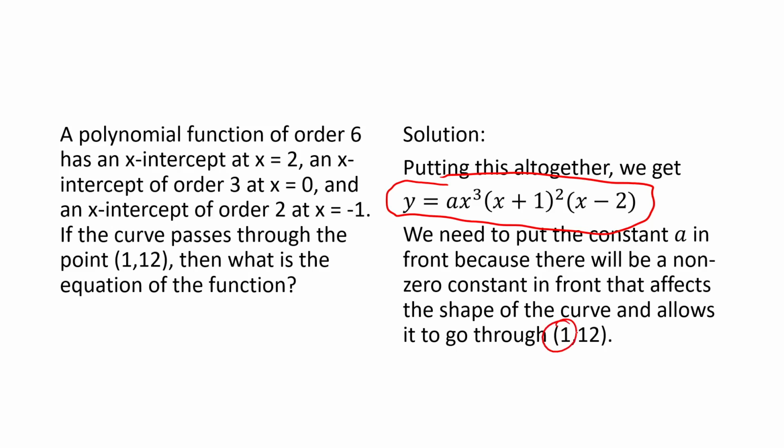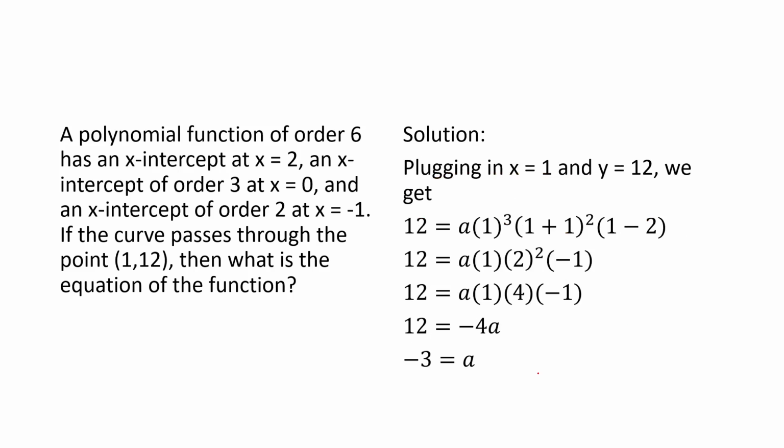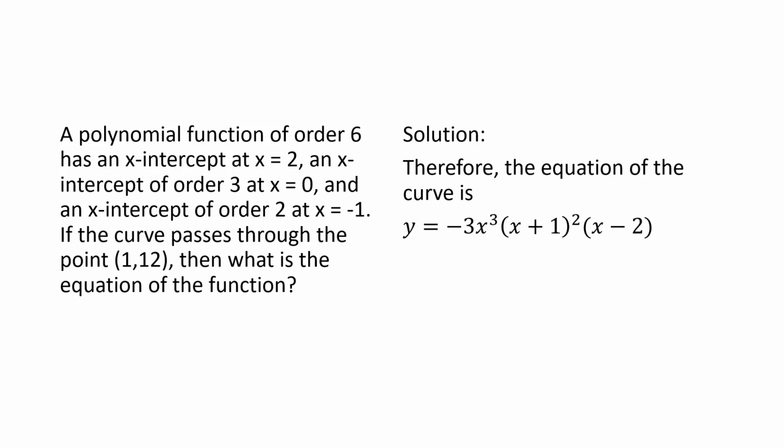Okay, so now we also know it goes through (1, 12). Well, we're going to let x equal 1 and y equal 12, and that's going to help us solve for a. So when we let x equal 1 and y equal 12, we end up with 12 equaling negative 4a, which means negative 3 equals a. And so the equation of the curve that's being described is y equals negative 3 x cubed times x plus 1 quantity squared times x minus 2.